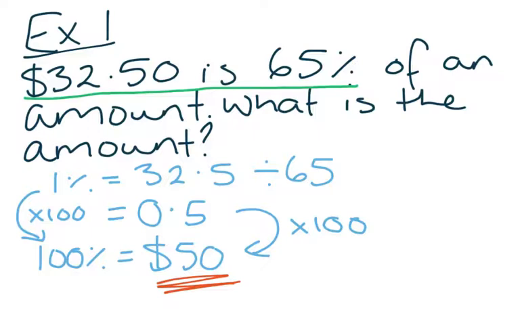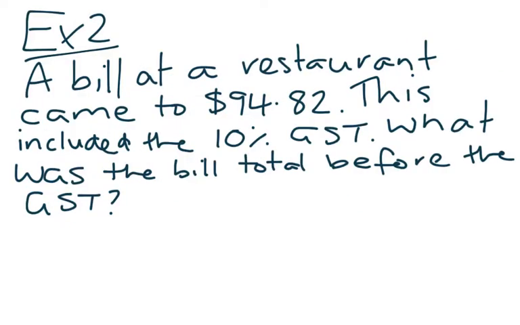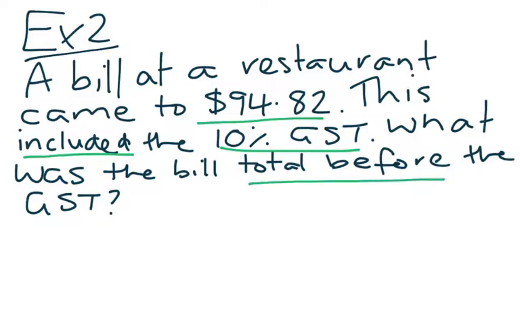Okay, so we've got our next example, example 2, and it says a bill at a restaurant came to $94.82. This included the 10% GST. What was the bill total before the GST? So, important information. The bill total is $94.82. It included 10% GST. What was the bill total before the GST?